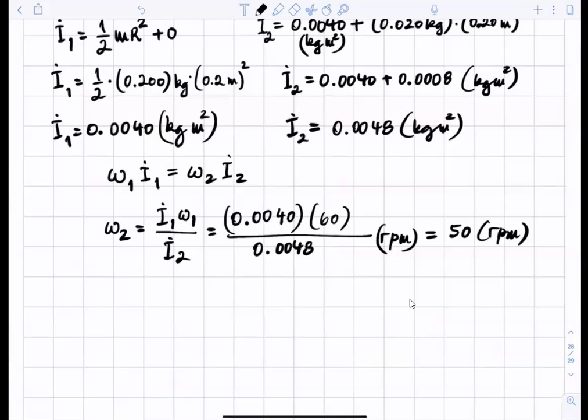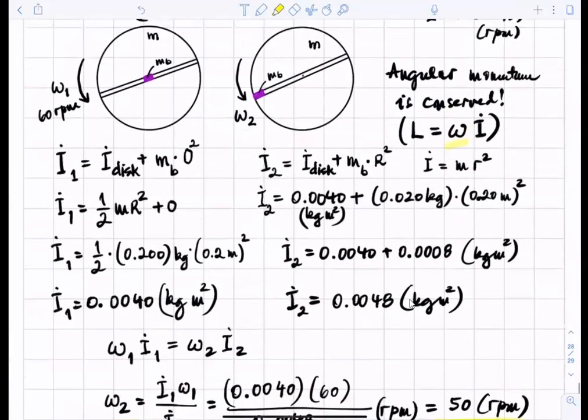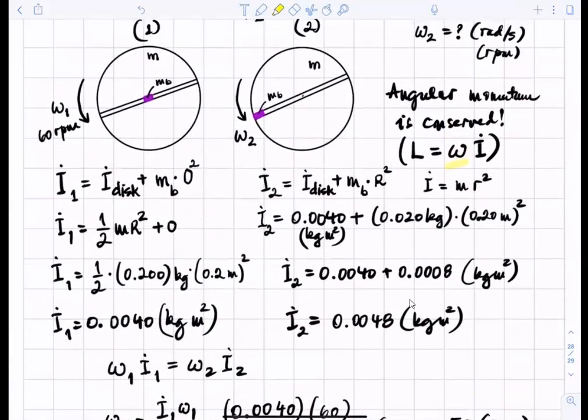All right, so let's think if it's correct or not. What do you think? Common sense, what is that telling you? The angular velocity goes, in this case, from 60 to 50, with an increase in the value of the moment of inertia. So that's reasonable, right? That's the reason the conservation happens here.